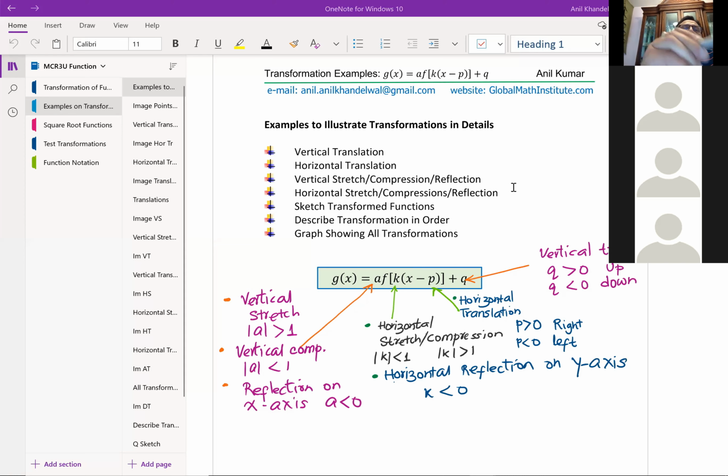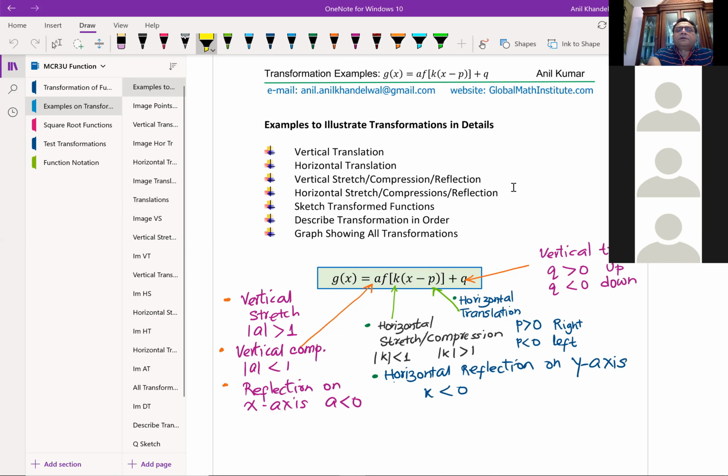So we'll talk about transformations. You all can see my screen? Yes, sir. Great. So when we talk about transformation, we are saying g of x is our transformed function and f of x is the original function. In general, the transformations could be applied in the way shown here, where everything means something, right? So the formula for transformation given here is g of x equals a times f of, within brackets, k, x minus p, bracket close, plus q.